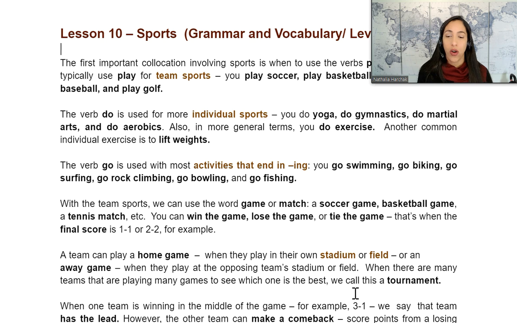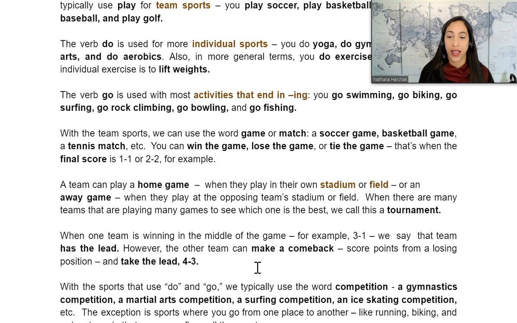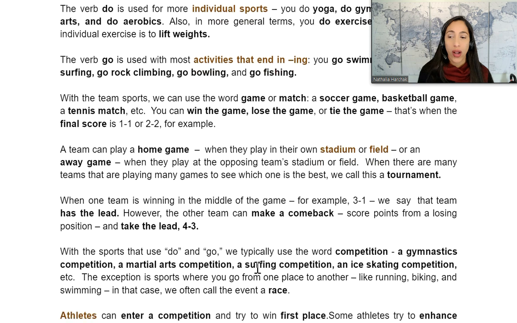A team can play a home game when they play in their own stadium or field, or an away game when they play at the opposing team's stadium or field. When there are many teams playing many games to see which one is the best, we call this a tournament. When one team is winning in the middle of the game, for example, 3-1, we say that team has the lead. However, the other team can make a comeback, score points from a losing position, and take the lead. For example, 4-3.